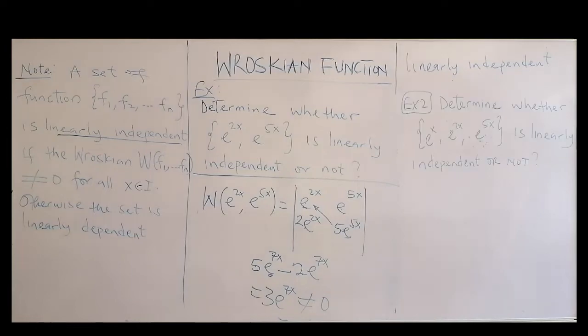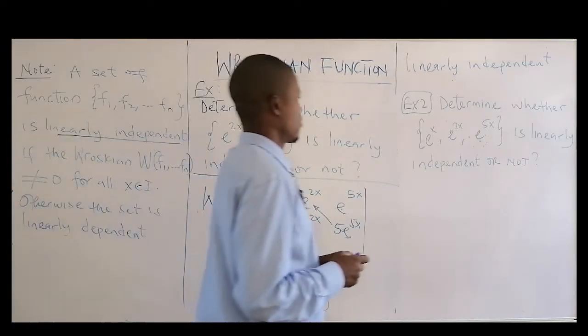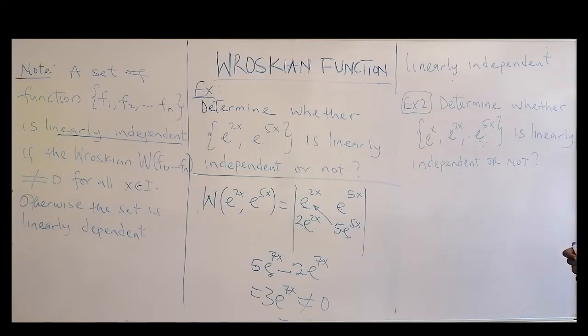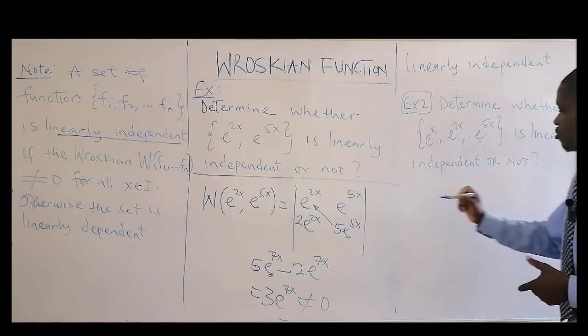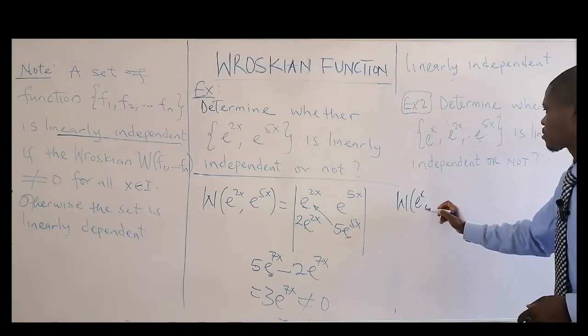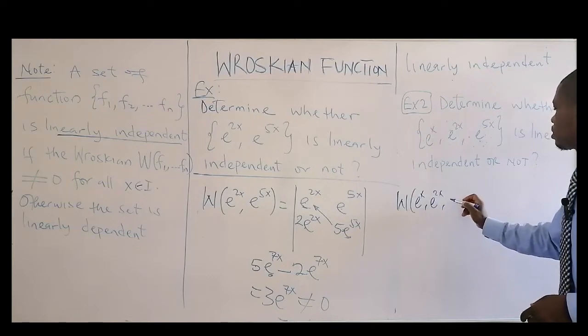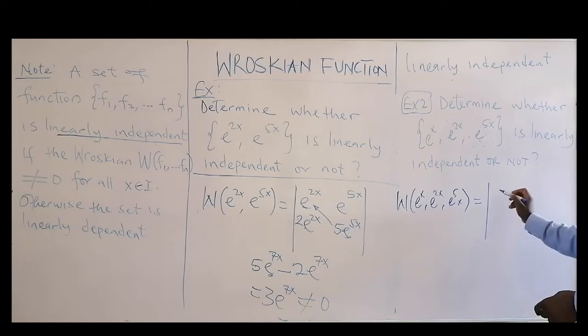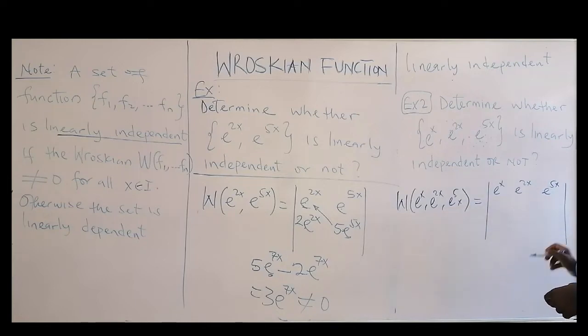If you look at what we have now, we have three functions here. Determine whether they are linearly independent or not. What we just do is get the Wronskian of those functions: e^x, e^(2x), e^(5x). Let's get the determinant of that. When you have three functions, that means you're going to do your differentiation two times.